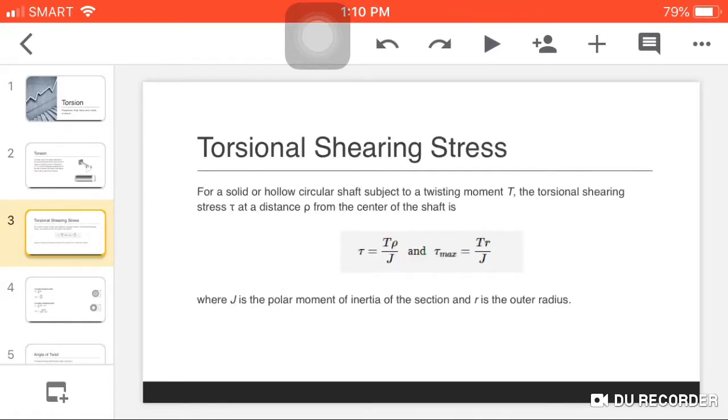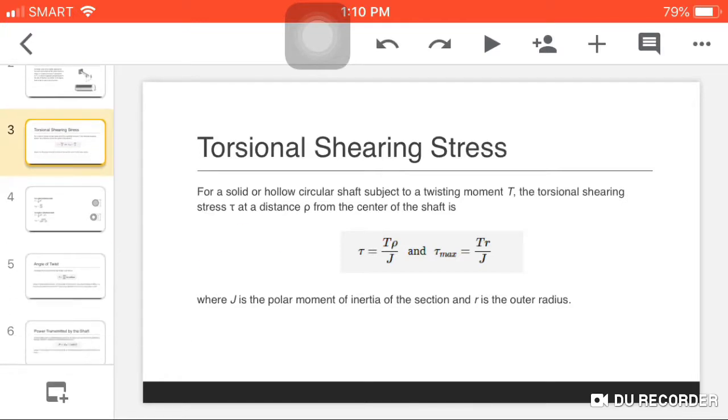For the torsional shearing stress, for a solid or hollow circular shaft subjected to a twisting moment T, the torsional shearing stress tau at a distance P from the center of the shaft is equivalent to tau equals T times P divided by J, where T is the twisting moment and P is the distance from the center of the shaft and J is the polar moment of inertia of the section, and R is the outer radius. So for tau max is equivalent to T times R divided by J.